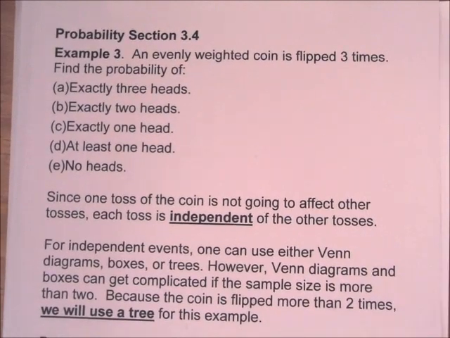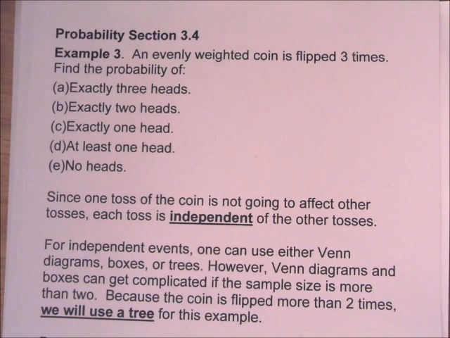Okay, probability, example 3. An evenly weighted coin is flipped 3 times. Find the probability of A, exactly 3 heads, B, exactly 2 heads, C, exactly 1 head, D, at least 1 head, E, no heads. Since one toss of the coin is not going to affect the other toss, each toss is independent of the other tosses.